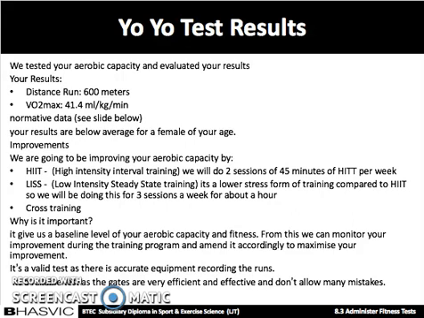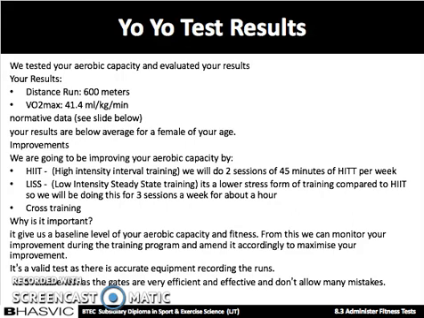It's important for us to monitor the results from this test, as it gives us a baseline level of your aerobic capacity and fitness. From the baseline, we can monitor your improvements during the training program and amend it accordingly to maximize your improvements.